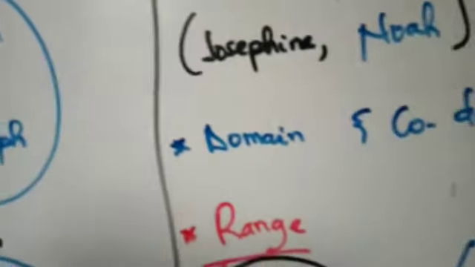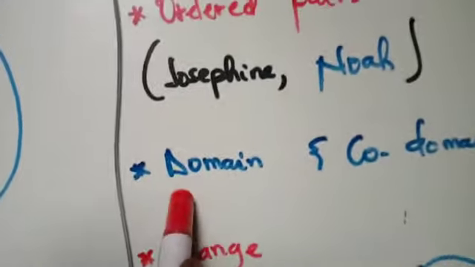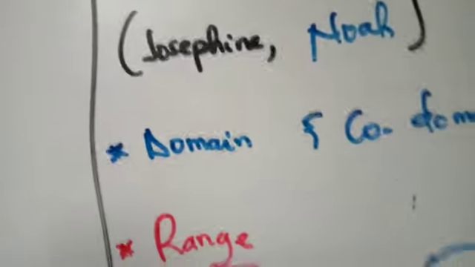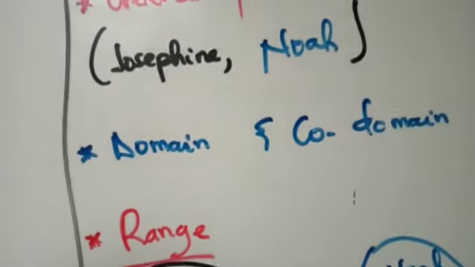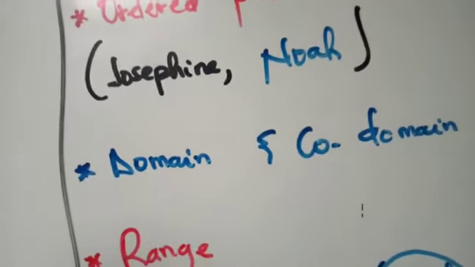Alright, now let's move on. The next thing you have to pay attention to is what? Domain and codomain. These are some very important names in relation, mapping and function. So let's dive into that and look at exactly what it means.